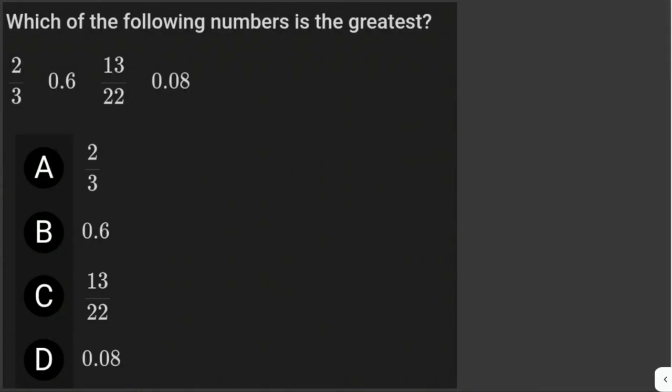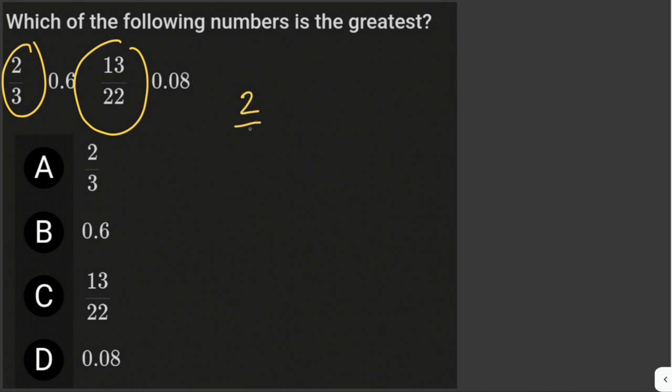Which of the following numbers here is the greatest? So we have 2/3, 0.6, 13/22, and 0.08. Now to determine which value is the greatest, we just have to convert the fractions, this one and this one, to decimals, and then we compare each value.